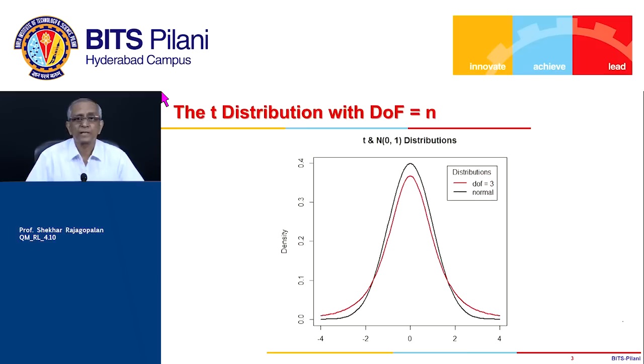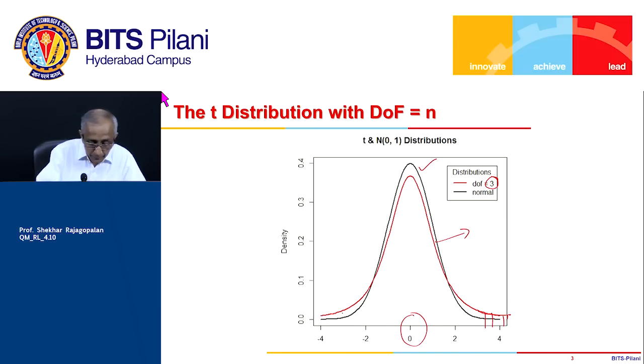Here's an example of a T distribution where I'm comparing the T distribution with the standard normal distribution. This black line is the standard normal distribution, and this red curve is the T distribution with degrees of freedom 3. Which means for our case, we're looking at samples of size 4, and therefore 4 minus 1 is 3, therefore I have degree of freedom 3. Notice a couple of things. One is that it is symmetric about 0, just like a normal distribution.